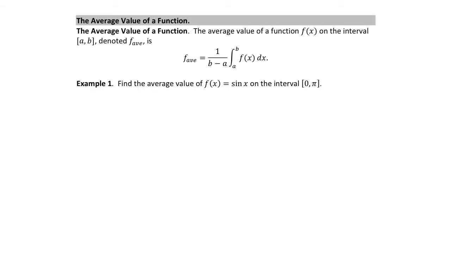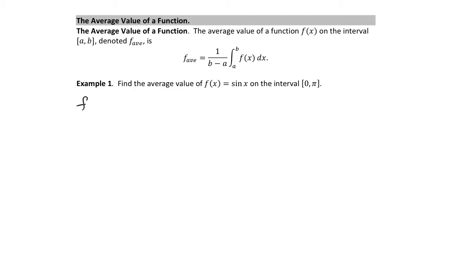So here's the average value of a function formula. The average value of a function on the interval, we denote it by f sub AVE, which stands for average in case you haven't figured that out, is 1 over the length of the interval multiplied by the value of the integral. So it's really a simple formula. Let's do the first example. We want the average value of the sine of x on the interval from 0 to pi.